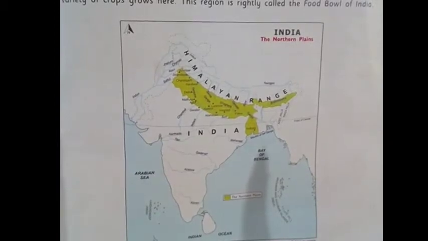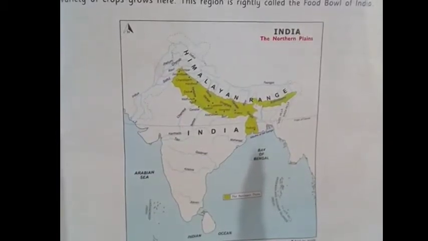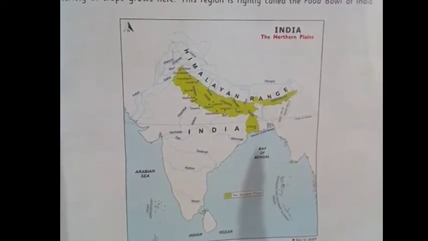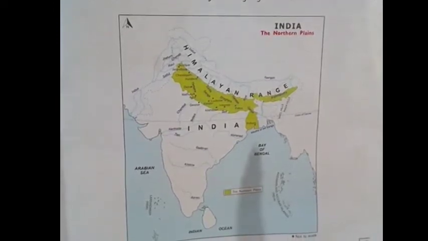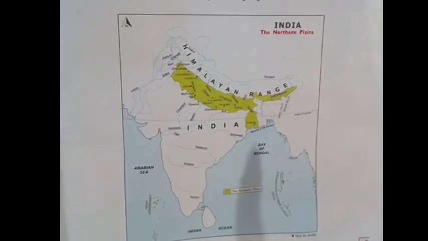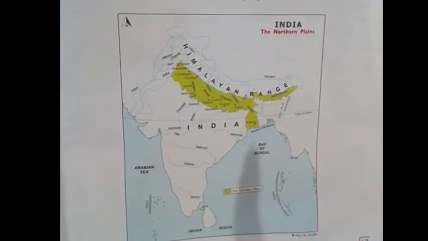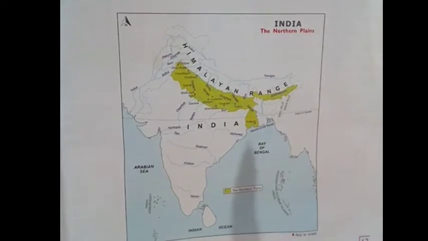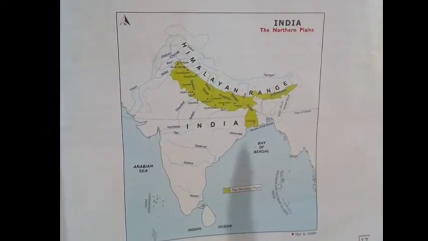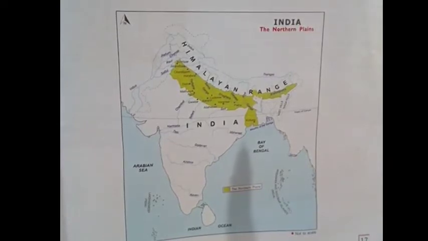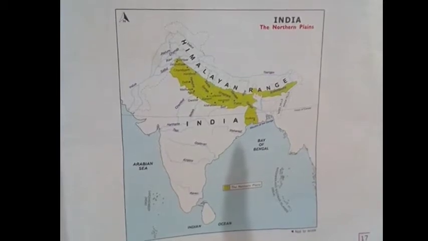The northern plains are flat plains, and many rivers are born in the Himalayas and they flow through the northern plains. These rivers are perennial and have water throughout the year. They also bring down silt, which makes the northern plains very rich and fertile. And many varieties of crops are also grown in this region. That is why this region is called the food bowl of India.